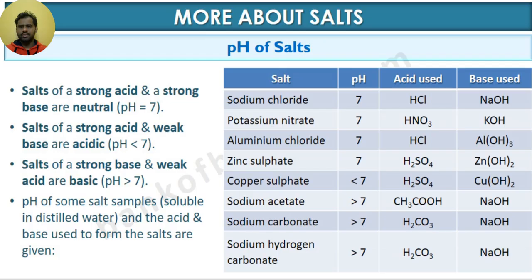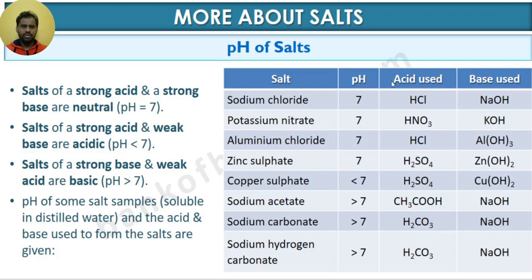What we see is that most of our salts will have a pH of 7, and they might also have a pH lesser than 7 or greater than 7. Copper sulfate has less than 7 and sodium acetate has more than 7. So what do we learn? That salts of strong acid and strong base are neutral, with a pH of 7. Salts of strong acid and strong base are again neutral.